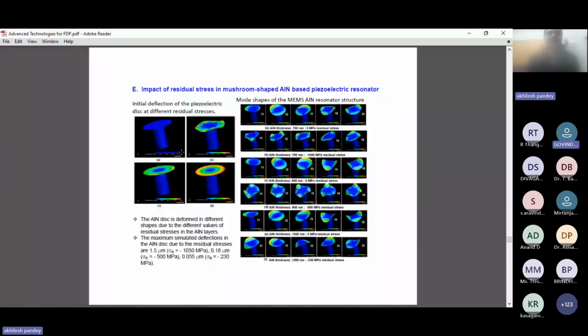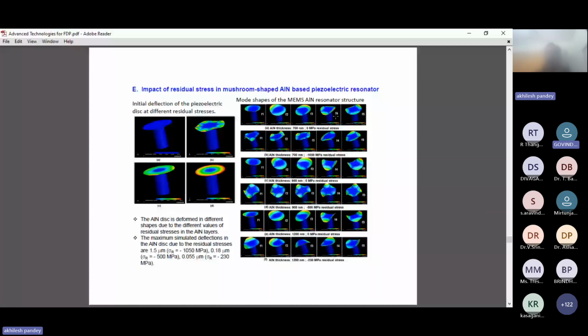So, the impact of residual stress. Basically, 3 samples have been taken whose residual stress was changed. For the aluminum nitride disc, initially you can see the piezoelectric disc with different residual stress, no stress is there. Then in that case, the shape is changing. The mushroom shows some stress, and its frequency is changing. While the residual stress is very high, it shows a large change. So this is the mode shape of the aluminum nitride resonator structure.